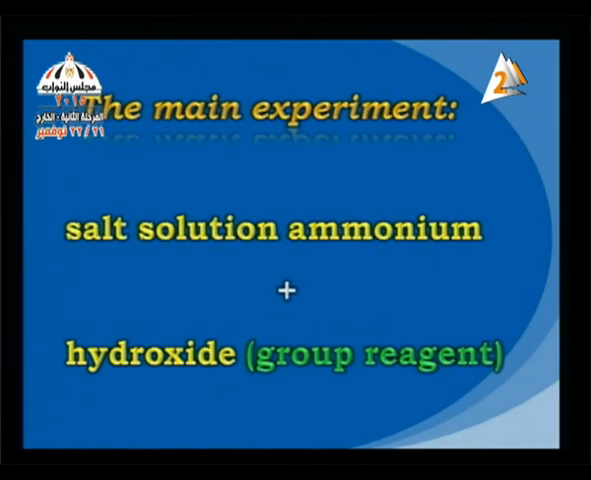The main experiment here is salt solution plus ammonium hydroxide. This is the group reagent. Oh, we have a group reagent also here. Tell me again, I don't understand. Here we have the group reagent. It means mixing a salt solution that contains any one of these cations with ammonium hydroxide. This is called the group reagent.